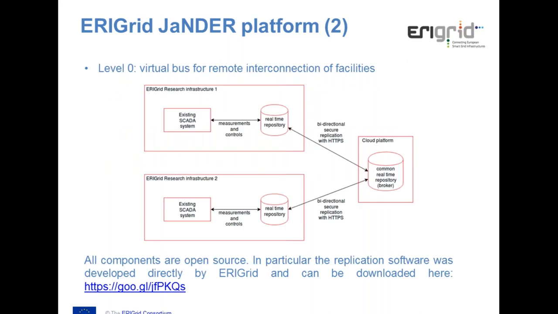How do we actually implement this bus? These are more low-level details, but it is important to show how we actually implemented this. The idea is to use a real-time repository for each research infrastructure, which you see on the left-hand side of this picture, which collects all the needed measurements and controls which must be shared on the bus from the existing SCADA system or general control software available at the research infrastructure.